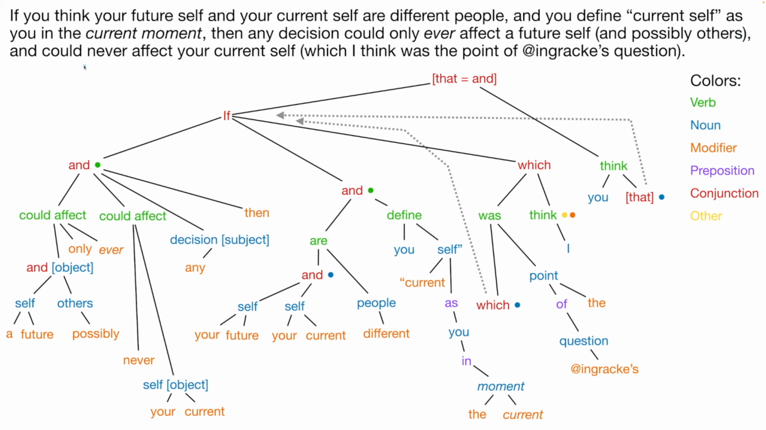So a decision could never affect your current self. Okay, so we get his point. Your decisions can affect your future self and other people, but not your current self. So here, this should probably be the word but. And this is a second error, like those missing commas.